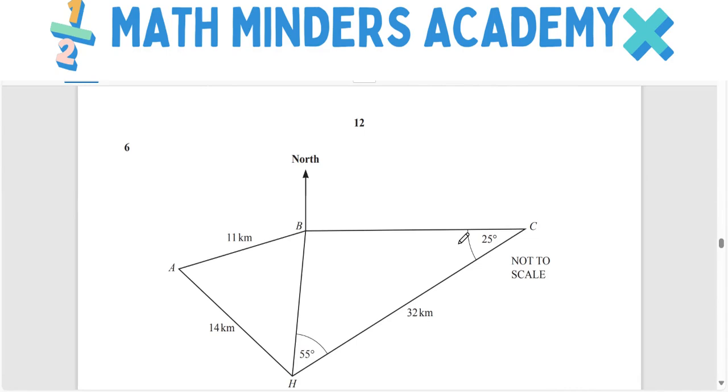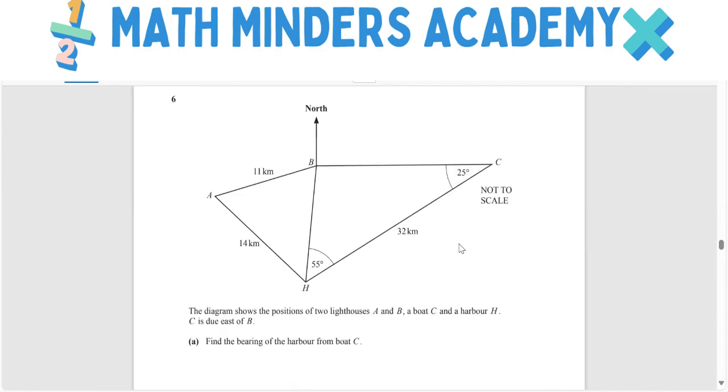Question number 6. The diagram shows the positions of two lighthouses, A and B, a boat C, and a harbor H. So we can see all this. We can see the lighthouse A and B. This is the lighthouse here, this is another one here, this is the lighthouse B. And we can see the harbor here.